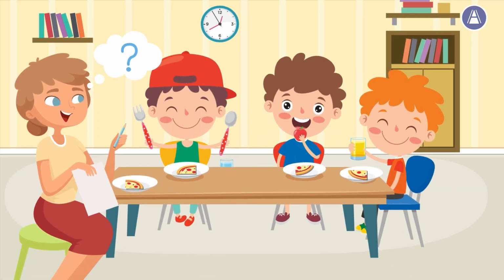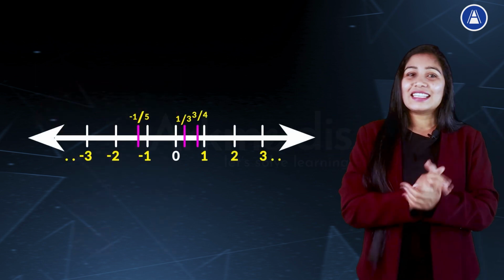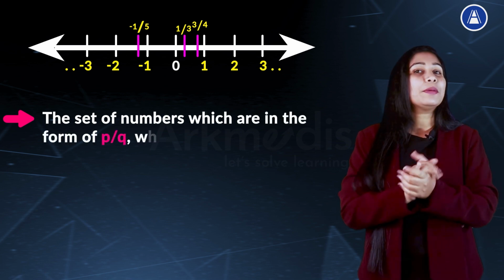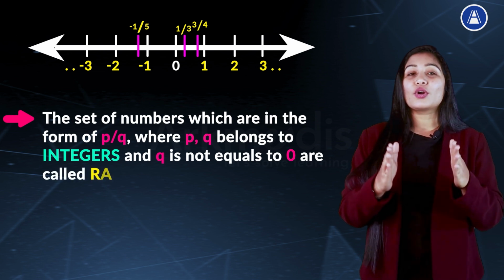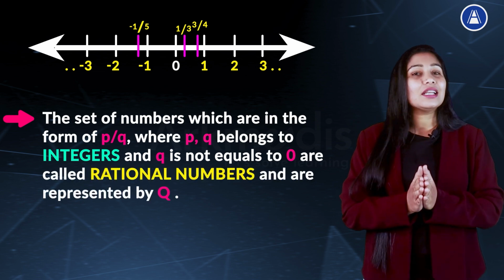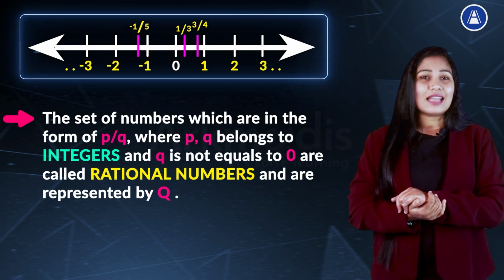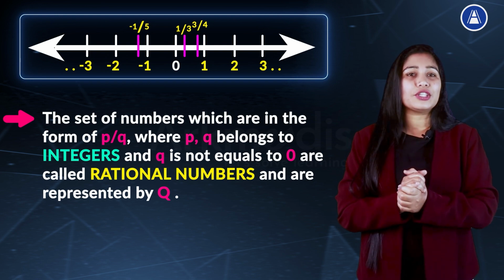Then what about negative fractions? So where can I place these negative fractions and positive fractions on the number line? Yes, here comes the set of numbers which are in the form of p by q, where p, q belongs to integers and q is not equals to 0 are called as rational numbers and are represented with the capital Q. The representation of these numbers on the number line is like this. We can write infinite rational numbers between any 2 rational numbers.